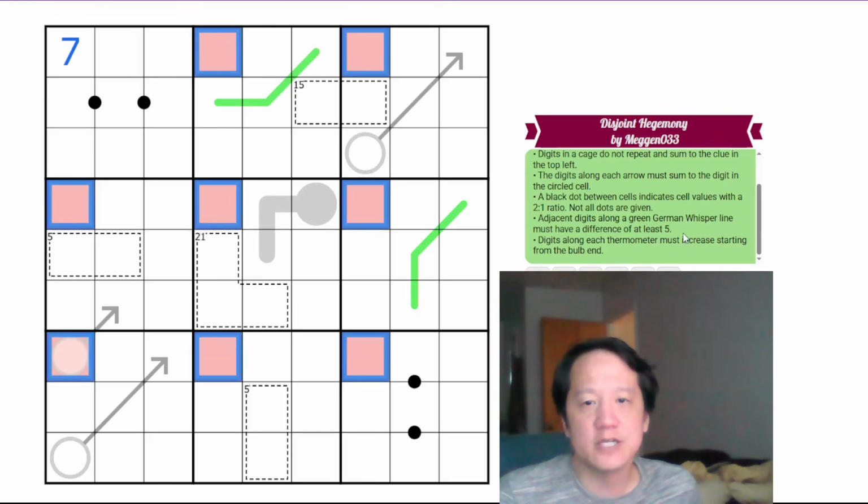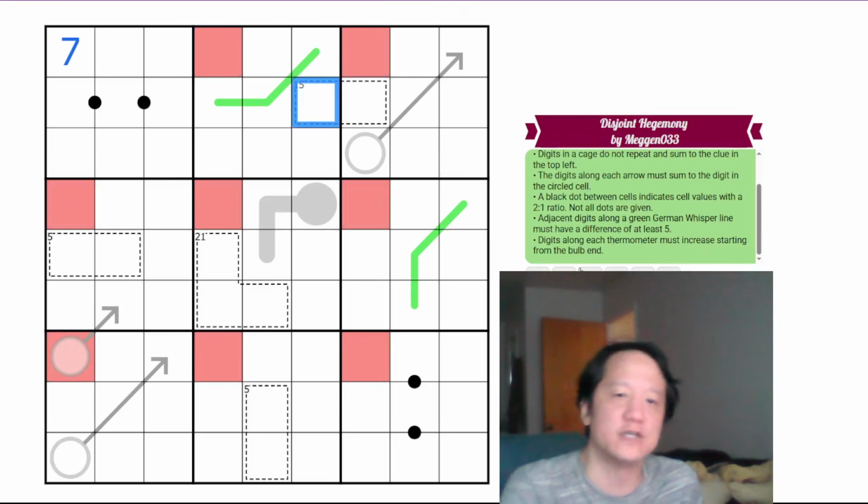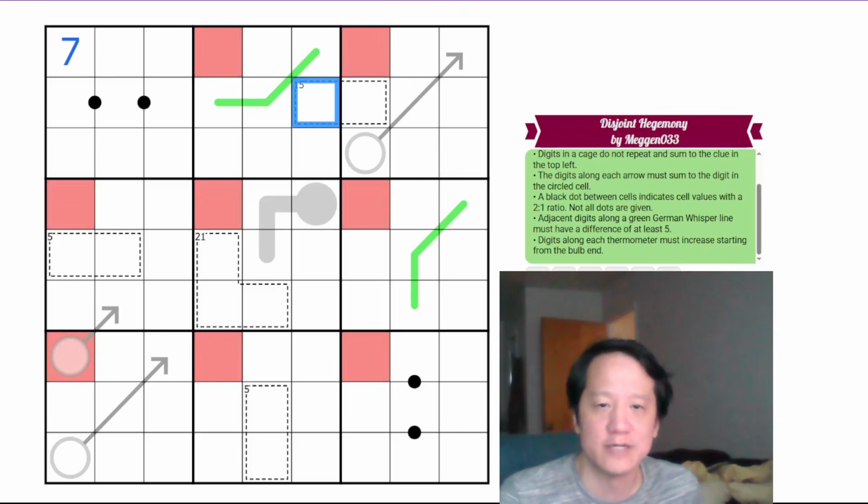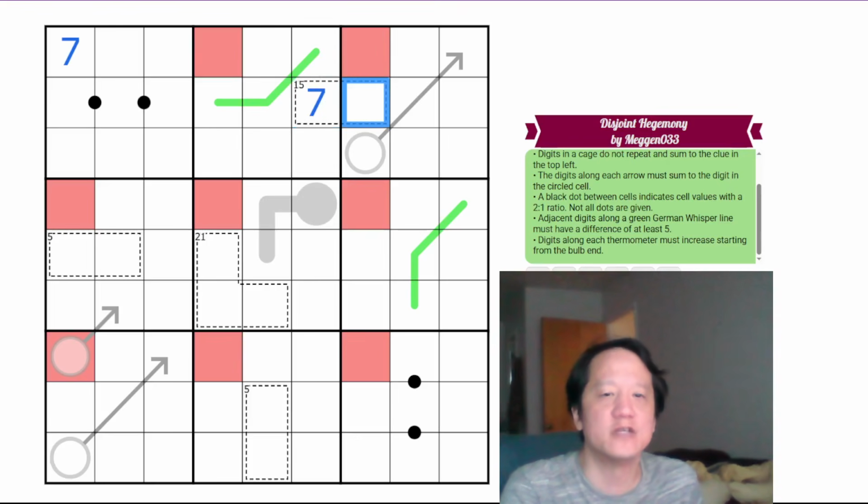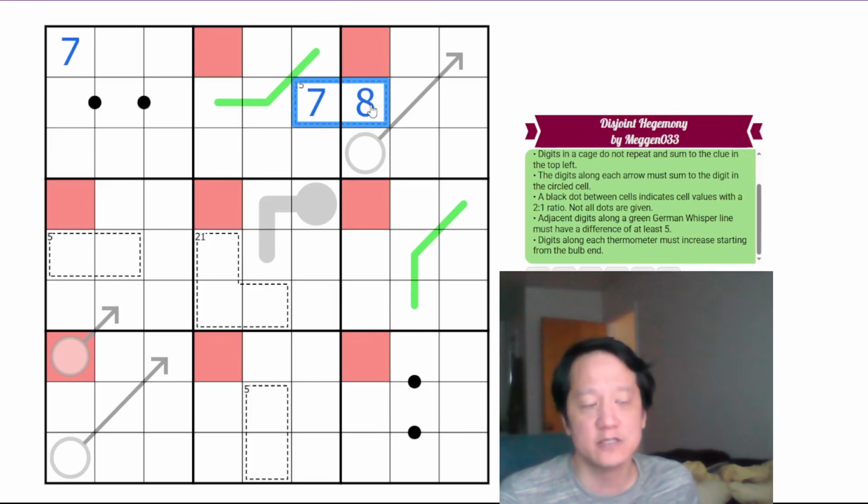Digits in a cage do not repeat and sum to the clue in the top left. So for example, if this were a 7 here, this would have to be 8, because these two digits must add up to 15, since they are in a cage which has a 15 in the upper left-hand corner and there's only those two digits in the cage. These are known as killer cages, and that's an example of how killer cages work.